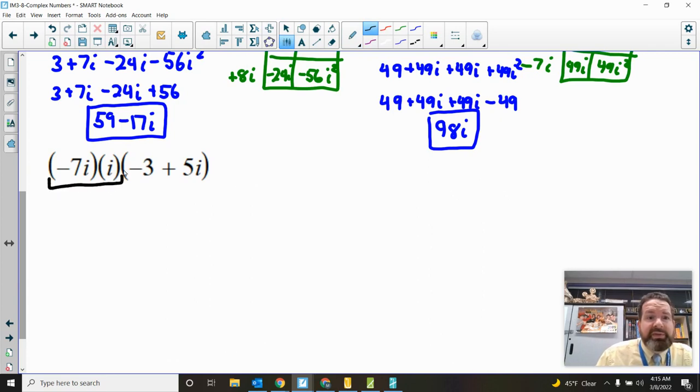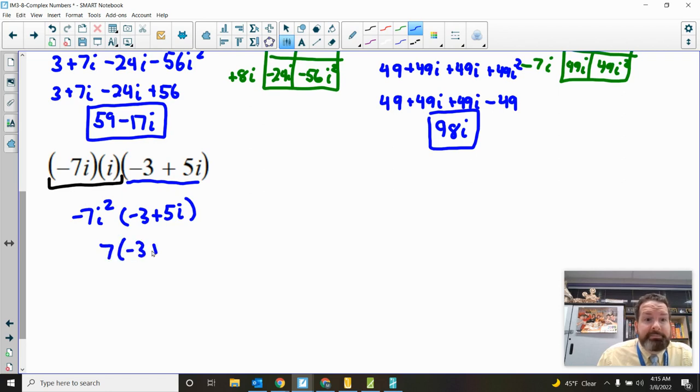So let's start here with the negative 7i times another i. That's going to be negative 7i to the second. And how about just for right now, I'm going to leave this one here because we haven't dealt with it yet. You know that when you see i to the second, you should eliminate it and change the sign of the number it's with. So this will become a positive 7. And just like that, the problem has now become much, much simpler. Distribute the 7 through the parentheses, so 7 times negative 3, 7 times 5i, and you're all set.